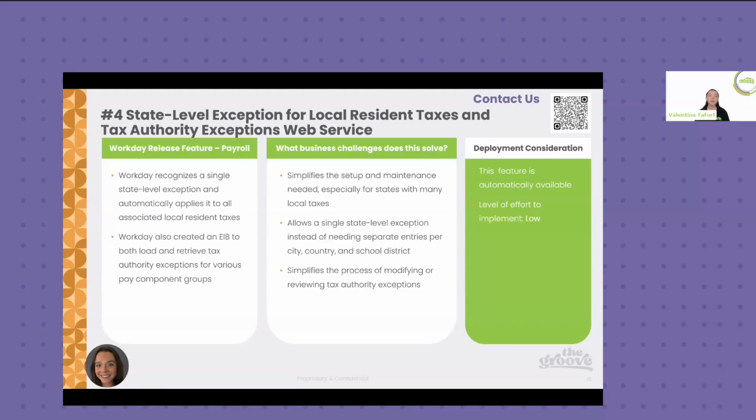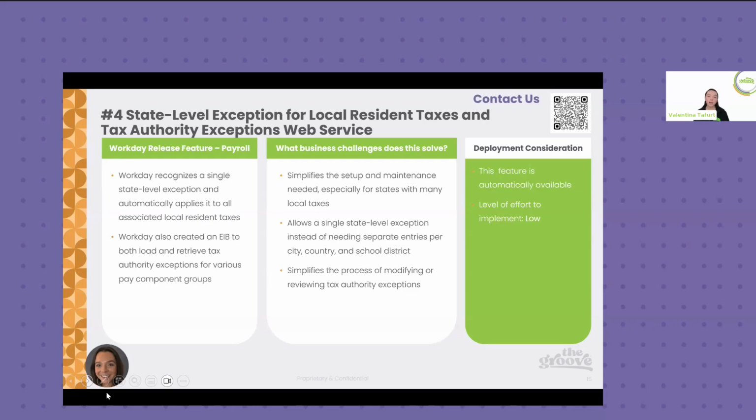And then the second part of this is that Workday is releasing an EIB with this information. So you can extract your tax exceptions with this, and you can also load new tax exceptions if you don't want to go through the Workday interface. So this was also, I think, a great time saving advantage.